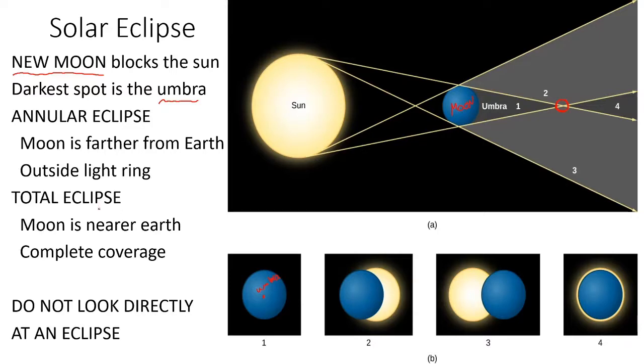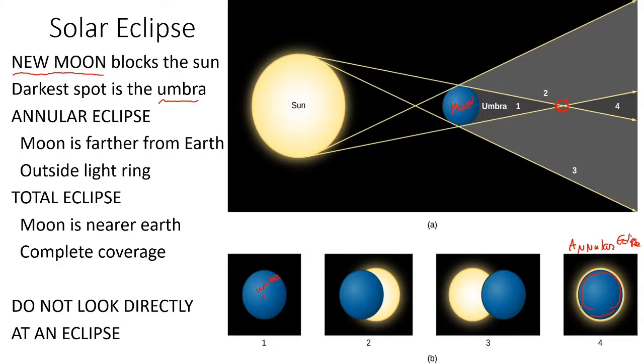In an annular eclipse, the moon is a little bit further away from the Earth. The moon's orbit, as we said when we talked about Kepler's law, is also an ellipse. The moon doesn't go in a perfect circle. So there are times when it's a little further from the Earth, times when it's a little closer. When it's further from the Earth, it's a little smaller in our sky, and we get what's called an annular eclipse, where you have this ring around the edge, the outside light ring.